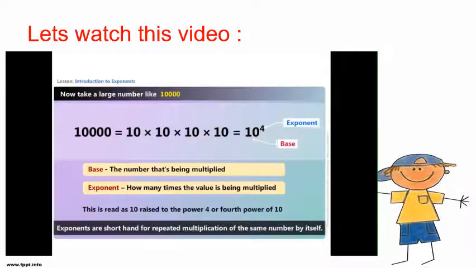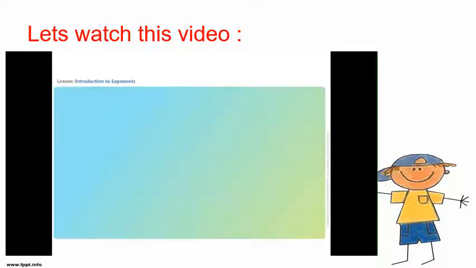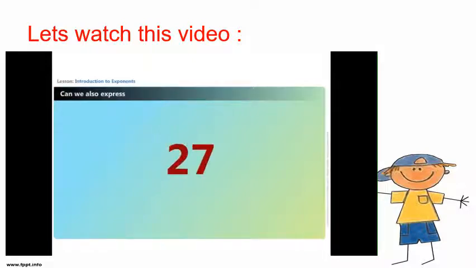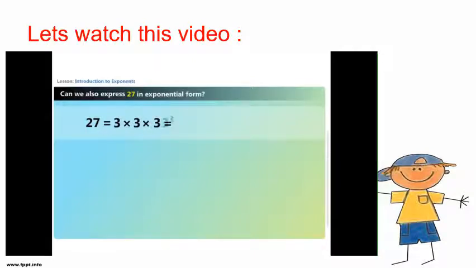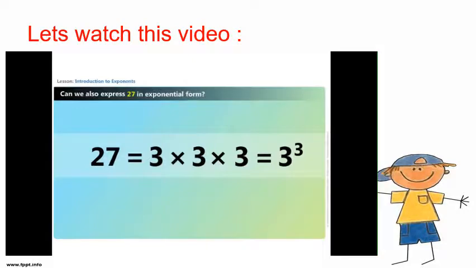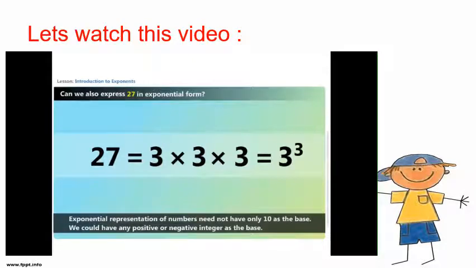So, exponents are shorthand for repeated multiplication of the same number by itself and can be used to represent very large numbers in an easy to understand way. Till now we saw numbers with 10 as the base. Can we express numbers like 27 in exponential form? 27 can be written as 3 into 3 into 3 or 3 to the power of 3. So, exponential representation of numbers need not have only 10 as the base. We could have any positive or negative integers as the base.